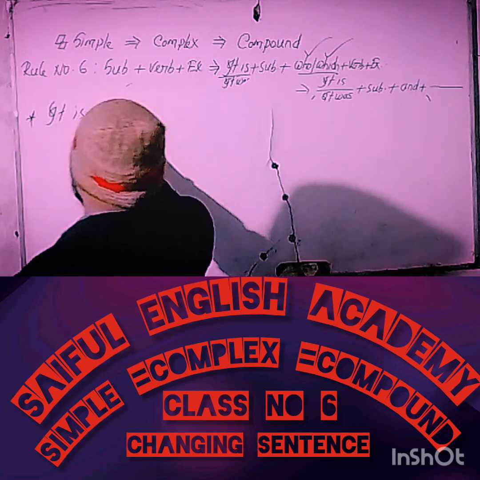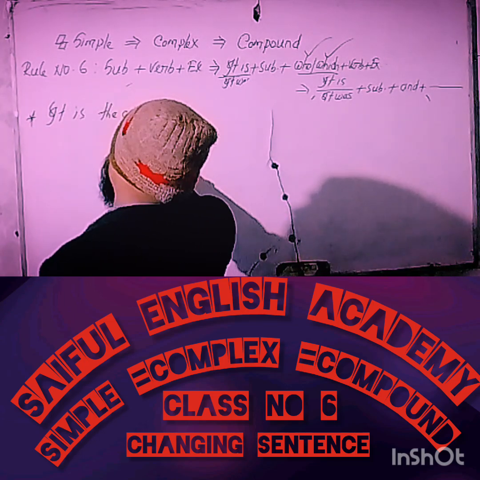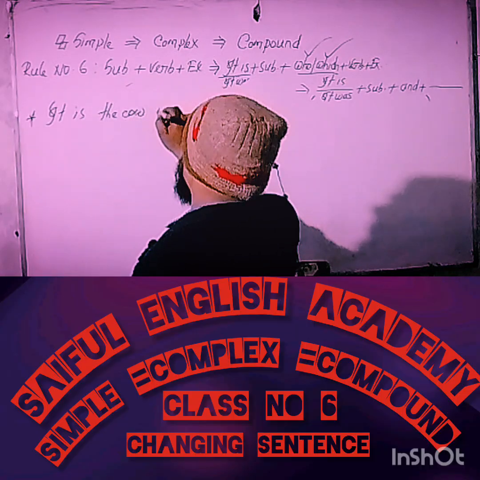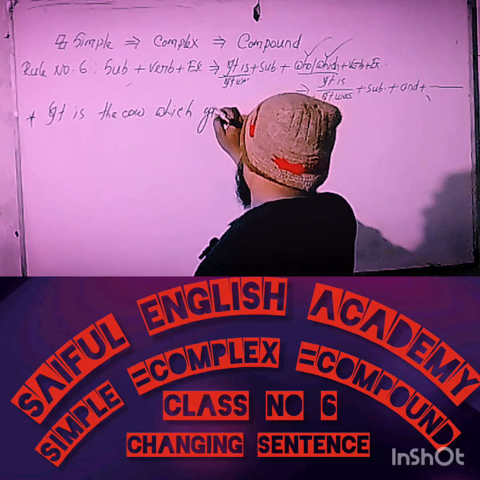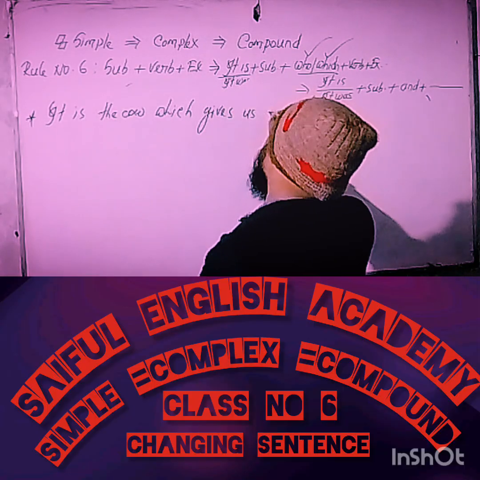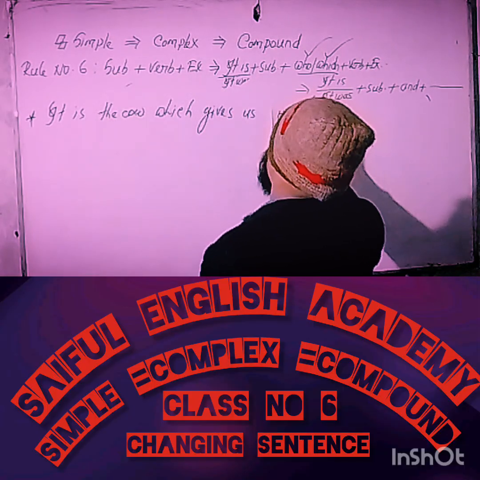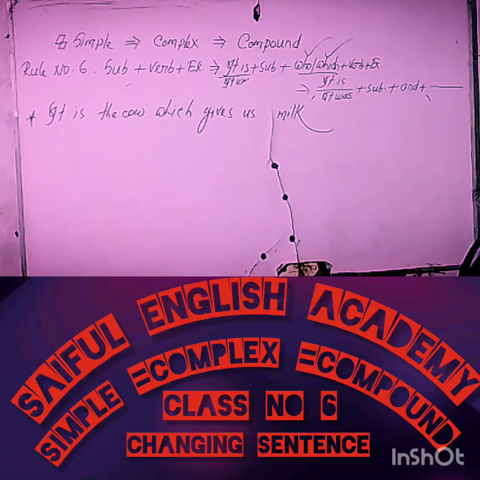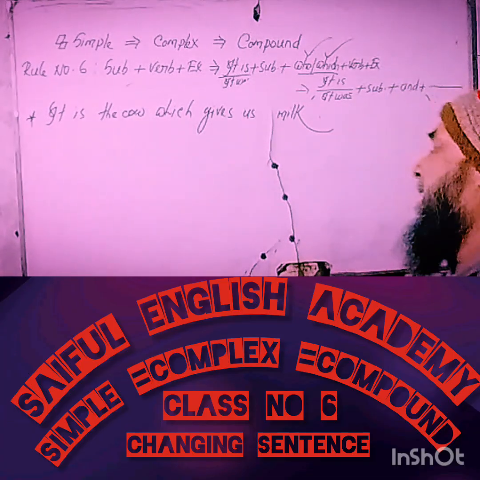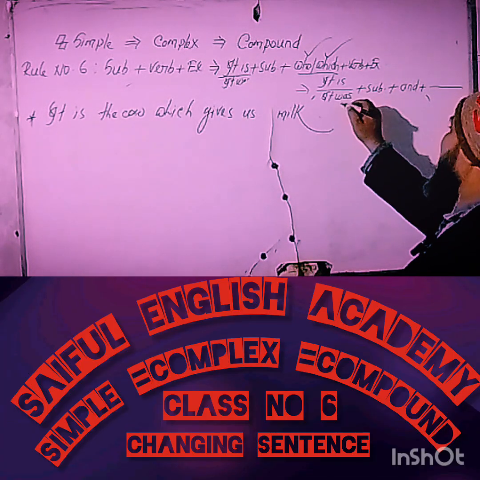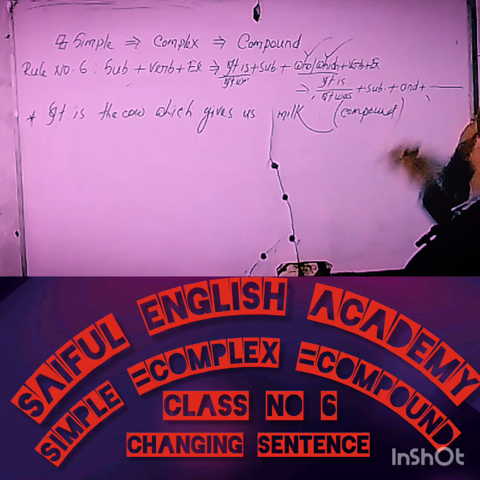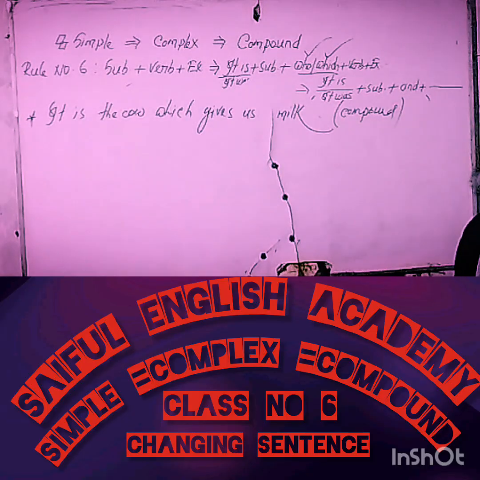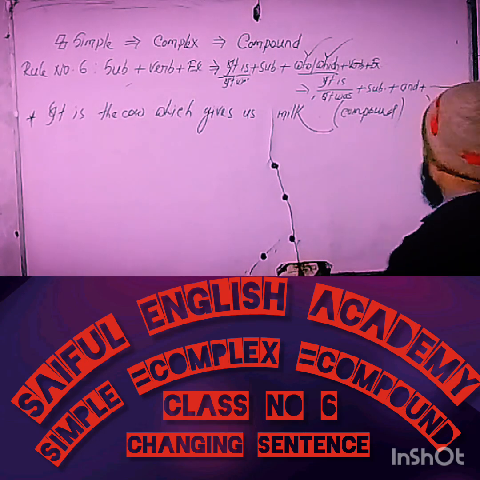It is the cow which gives us milk. Okay, my dear learners, suppose you are told to change this statement into a compound sentence. So, my dear learners, what steps should I take to change the statement into a compound sentence?